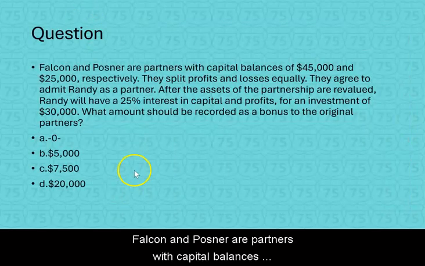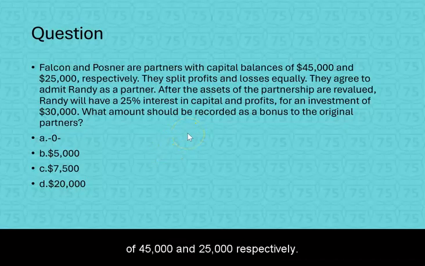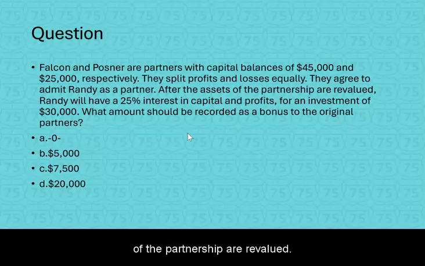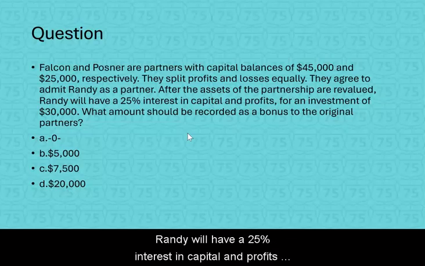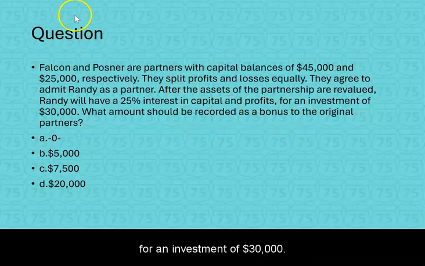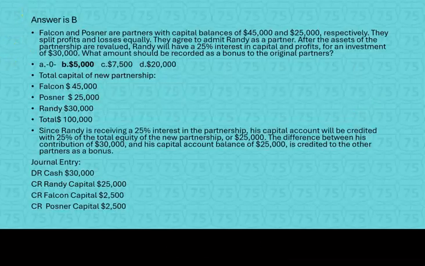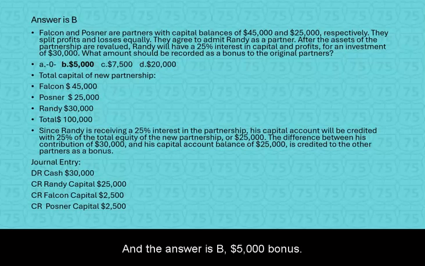How about this? Falcon and Posner are partners with capital balances of $45,000 and $25,000 respectively. They split profits and losses equally. They agree to admit Randy as a partner. After the assets of the partnership are revalued, Randy will have a 25% interest in capital and profits for an investment of $30,000. What amount should be recorded as a bonus to the original partners? And the answer is B, $5,000 bonus.